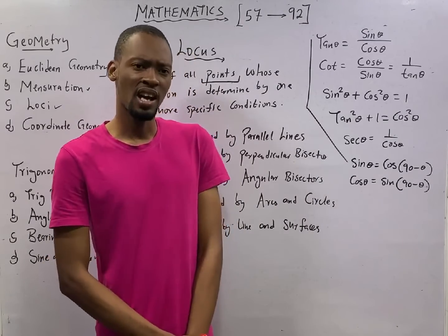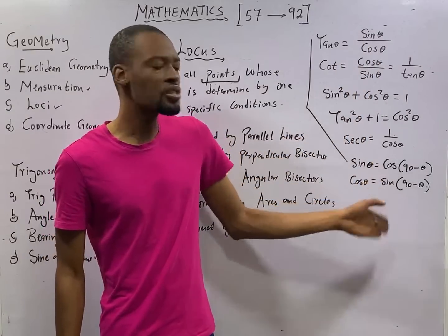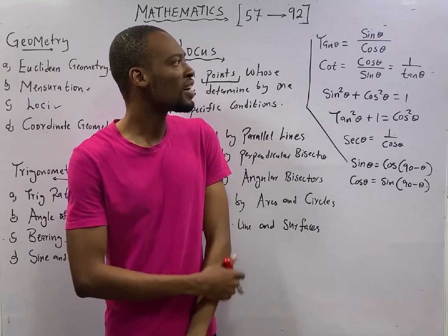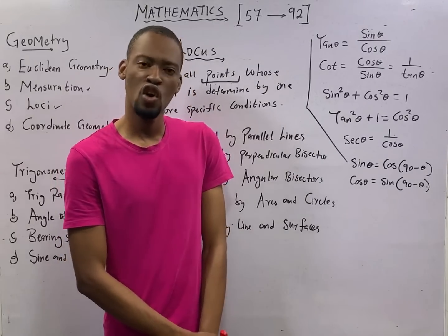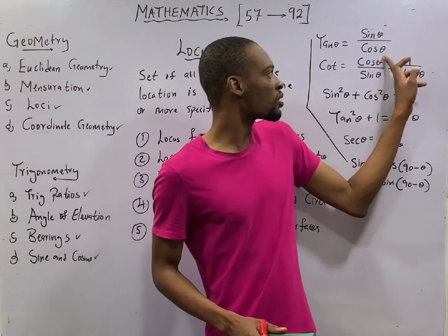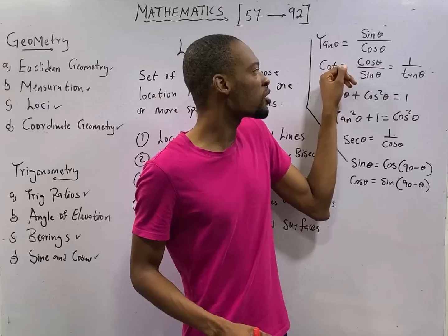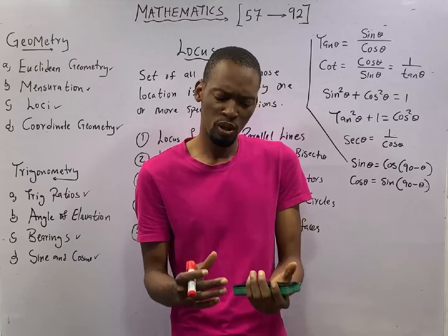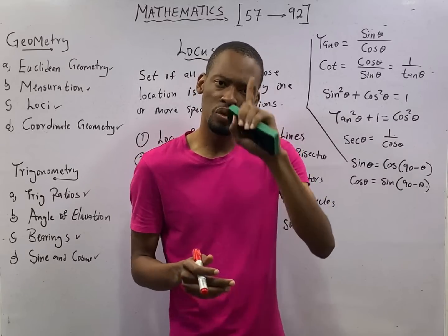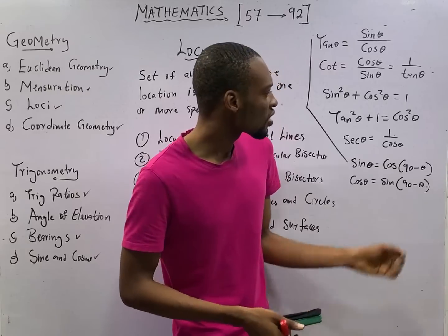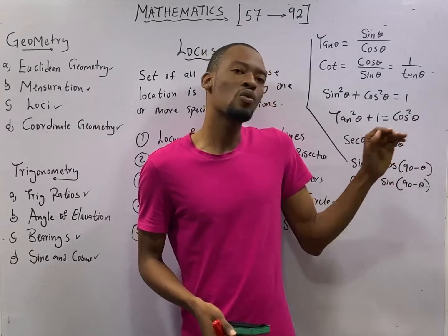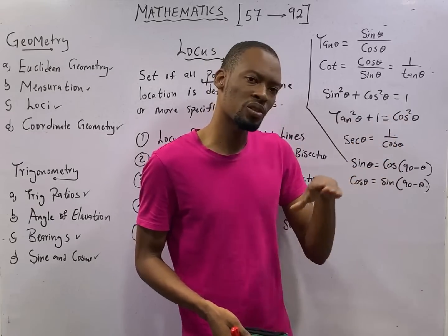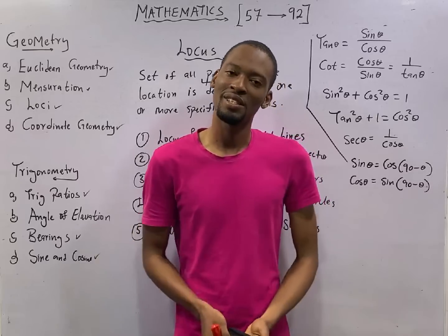But before we do that, how about a little revision under trig ratios? Tan theta is sin theta over cos theta, and cot theta is cos theta over sin theta, which means cot theta is 1 over tan theta, and sin square theta plus cos square theta is equal to 1. Then tan square theta plus 1 is equal to sec square theta. Sec theta is 1 over cos theta, while cosec theta is 1 over sin theta.